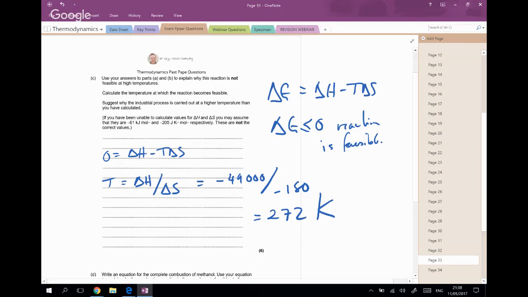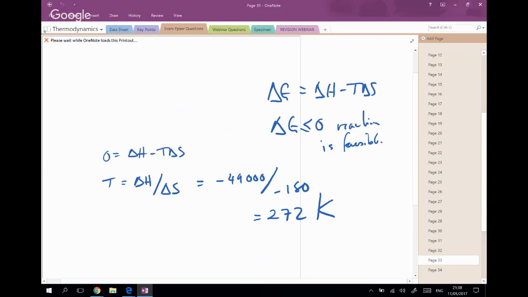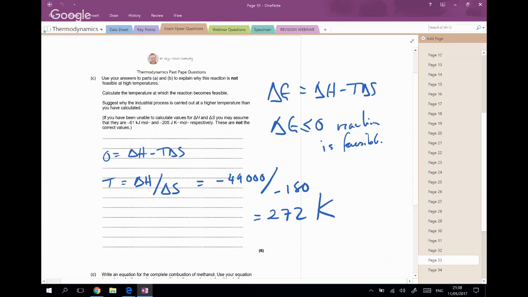So the final thing is suggest why the industrial process is carried out at a higher temperature than the one you have calculated. And that's simply because the reaction would be too slow at low temperature. The reason for that, if you look at what we're dealing with, we're looking at water, and water would actually be ice at that temperature, and therefore you're very unlikely to get any reaction occurring when water is ice.